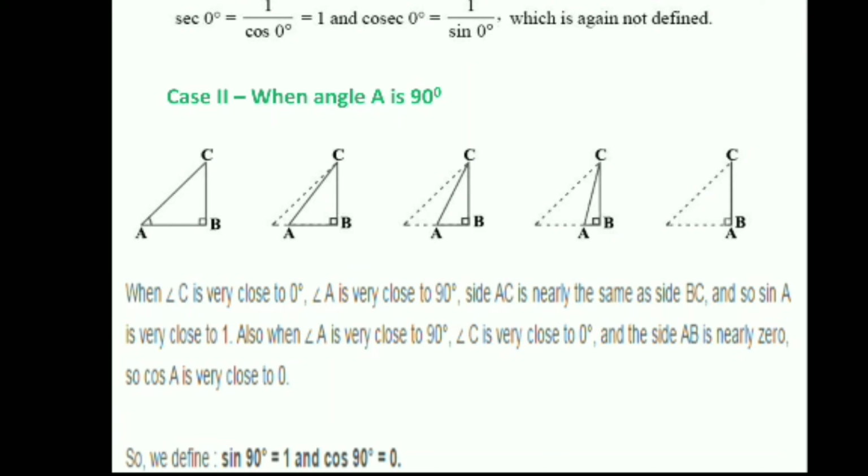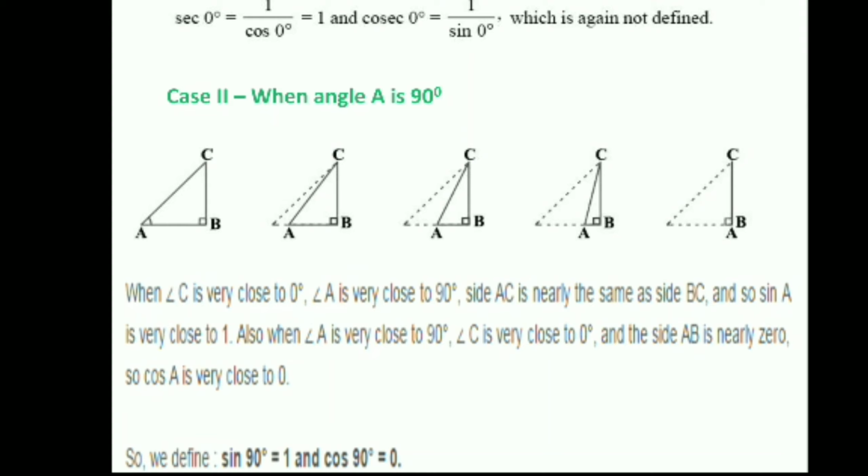Now when angle A is 90 degree, see what will happen in the case of 90 degree. When angle C is very close to 0, angle A is very close to 90.